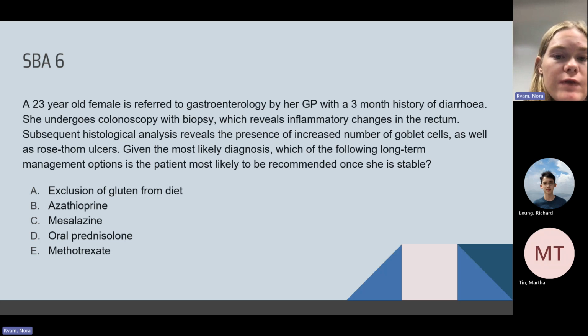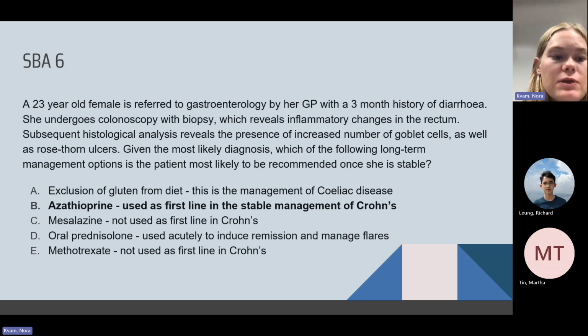So, 23-year-old female, 3-month history of diarrhea. Okay, so that sort of brings up some differentials. Is it celiac? Is it allergy? Is it IBD, IBS? The colonoscopy reveals goblet cells and rose thorn ulcers. Rose thorn ulcers are pathognomonic of Crohn's disease. So if you see rose thorn ulcers, then you know it's Crohn's. And then the long-term management for Crohn's is azathioprine. So that's the first line for a stable Crohn's.